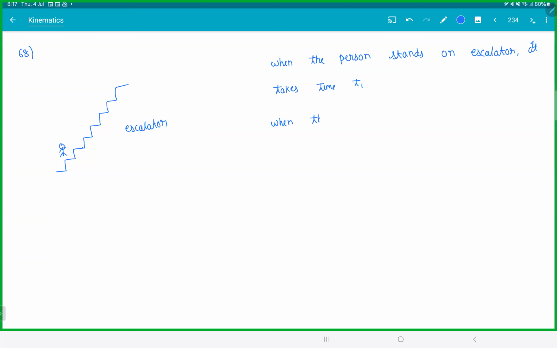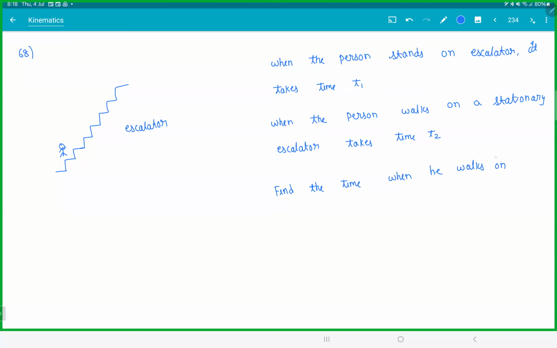Now, for some reason, the escalator is not working, so you decided to walk. So when the person walks on a stationary escalator, maybe there is some repair, it is not working, you decided to walk, it takes time t2. So instead of a river, we have an escalator here. That's the only difference. Now, the question is to find the time when he walks on a moving escalator.